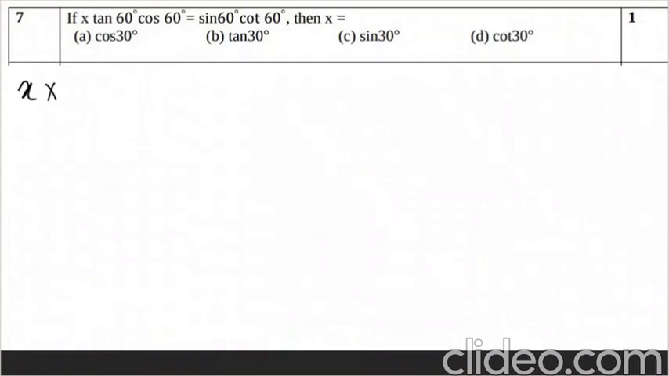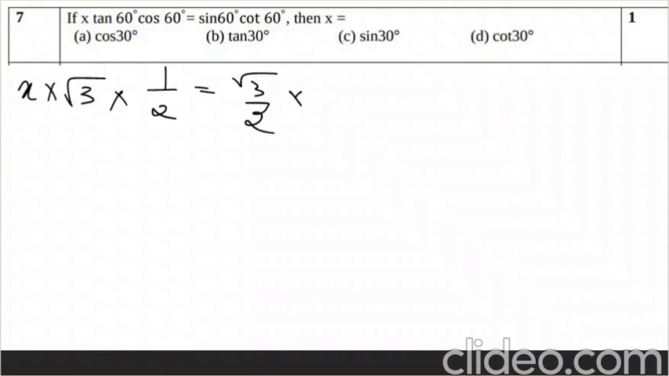x into tan 60, what is it? Root 3 multiplied by cos 60, 1/2, correct? Next, that will be equal to sin 60, that is root 3/2, isn't it? Multiplied by cot 60, that is 1 by root 3, right? Now, root 3 cancels, 2 cancels. So what do I get? I get x multiplied by root 3 into 1 equals 1. So what will I get? x is equal to 1/√3, correct?